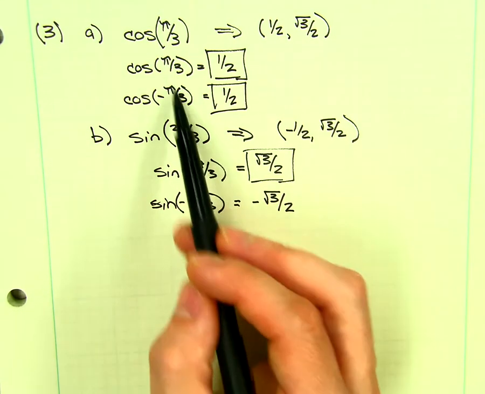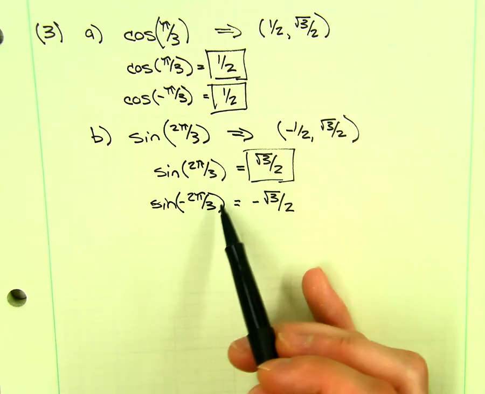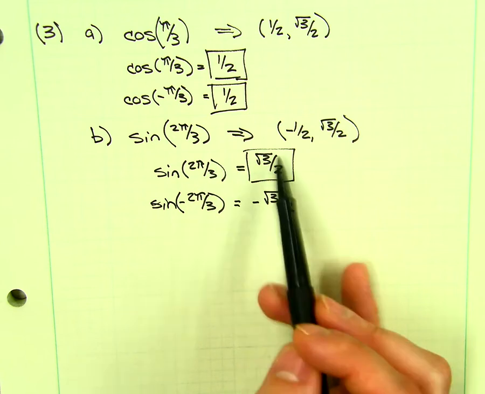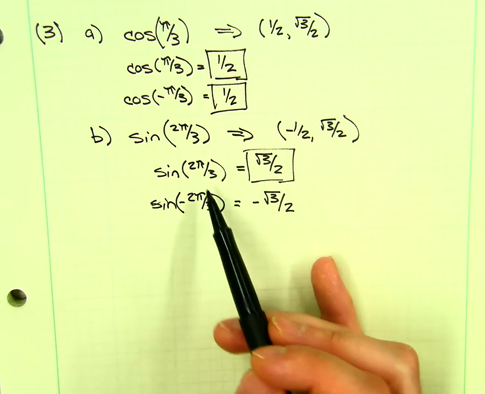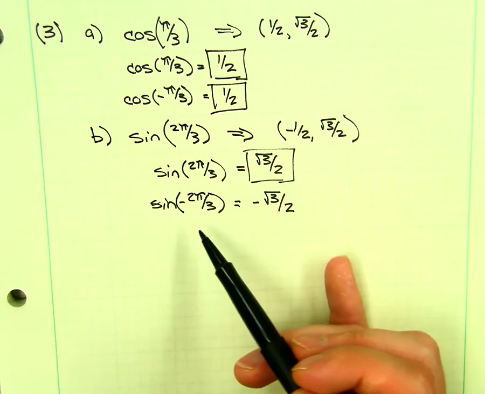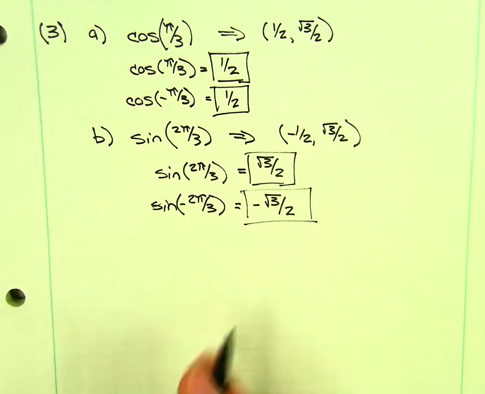Okay, so even functions, it doesn't matter if this is negative or positive. These are going to match. This one, it does matter if these are negative or positive because they're going to match across this way, or in this case, a positive 2 pi over 3 is going to be a positive root 3 over 2. Negative 2 pi over 3 is going to be a negative root 3 over 2. Okay, so if these signs flip, then these signs flip.